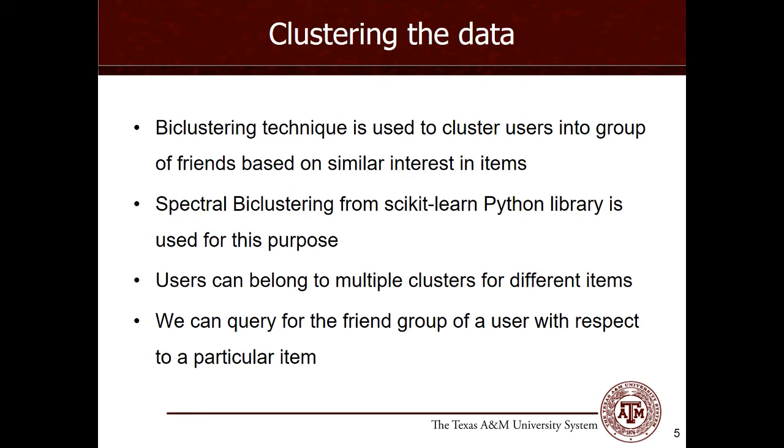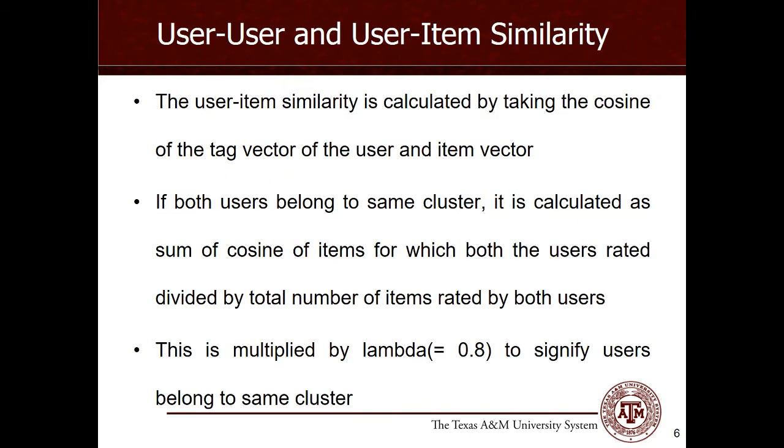Next, we run the users and items through a bi-clustering algorithm. This is used to identify friend groups of users that share a similar interest when it comes to each specific item. Next, we calculate the user-user similarity for each item, as well as the user-item similarity scores.